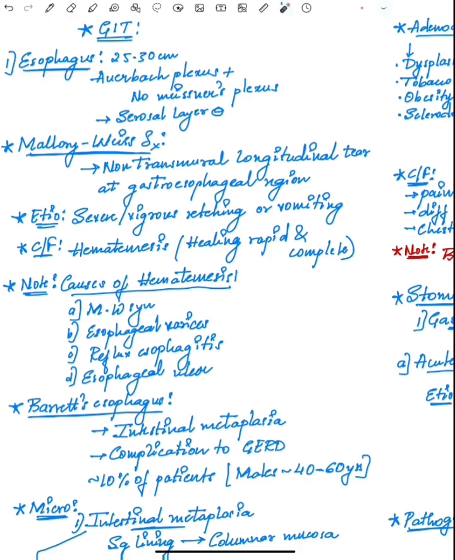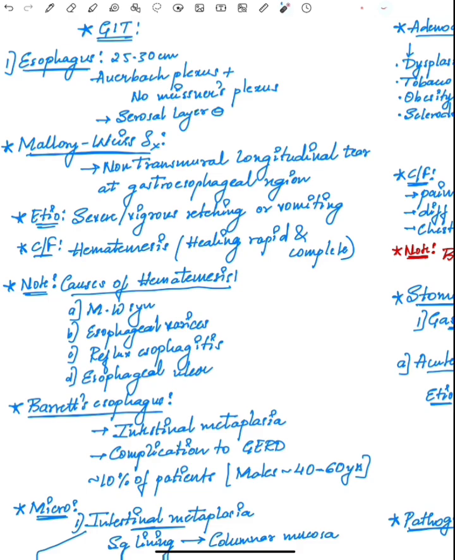The esophagus, its length is about 25 to 30 centimeters. There will be presence of Auerbach plexus, and the Meissner plexus is absent in this part. There will be absence of serosal layer. As we all know, in this esophagus there will be presence of adventitia layer.